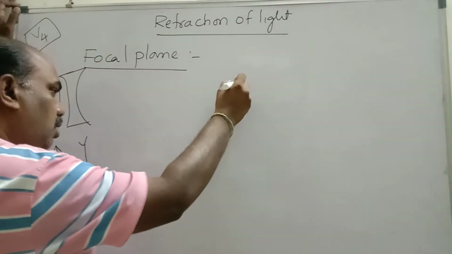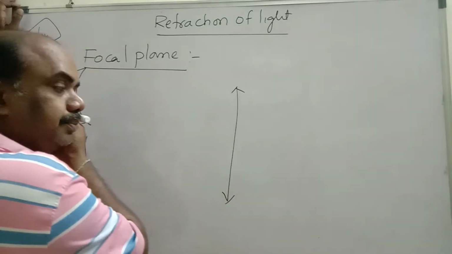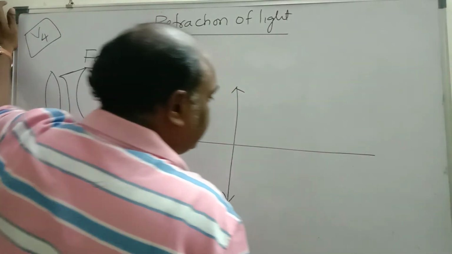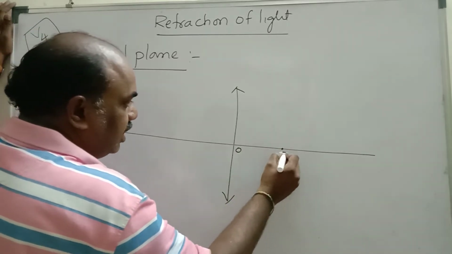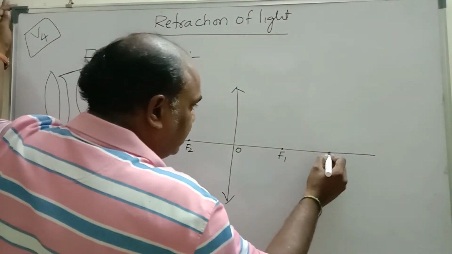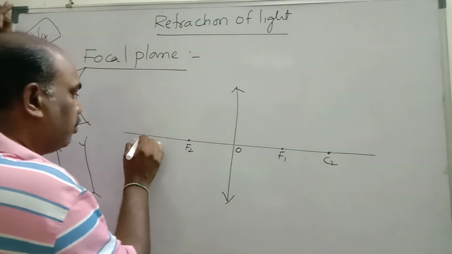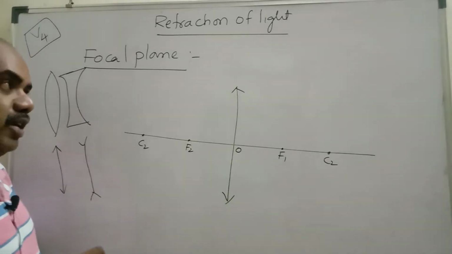Now, first take the biconvex lens. This is the symbol of a biconvex lens. This is the principal axis, and the optic center. Every lens consists of two foci and two centers of curvature. If you don't know, go through video number 1 and video number 2.